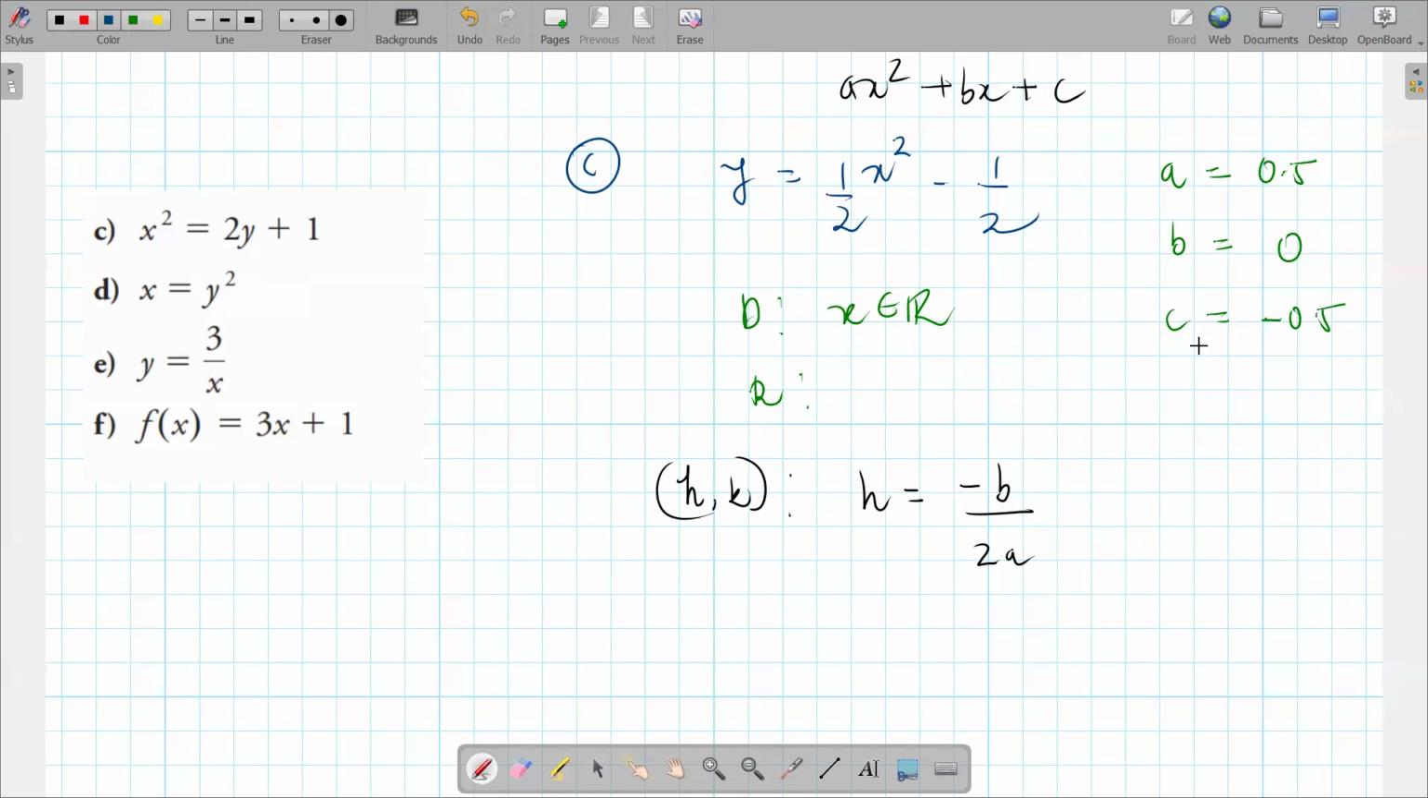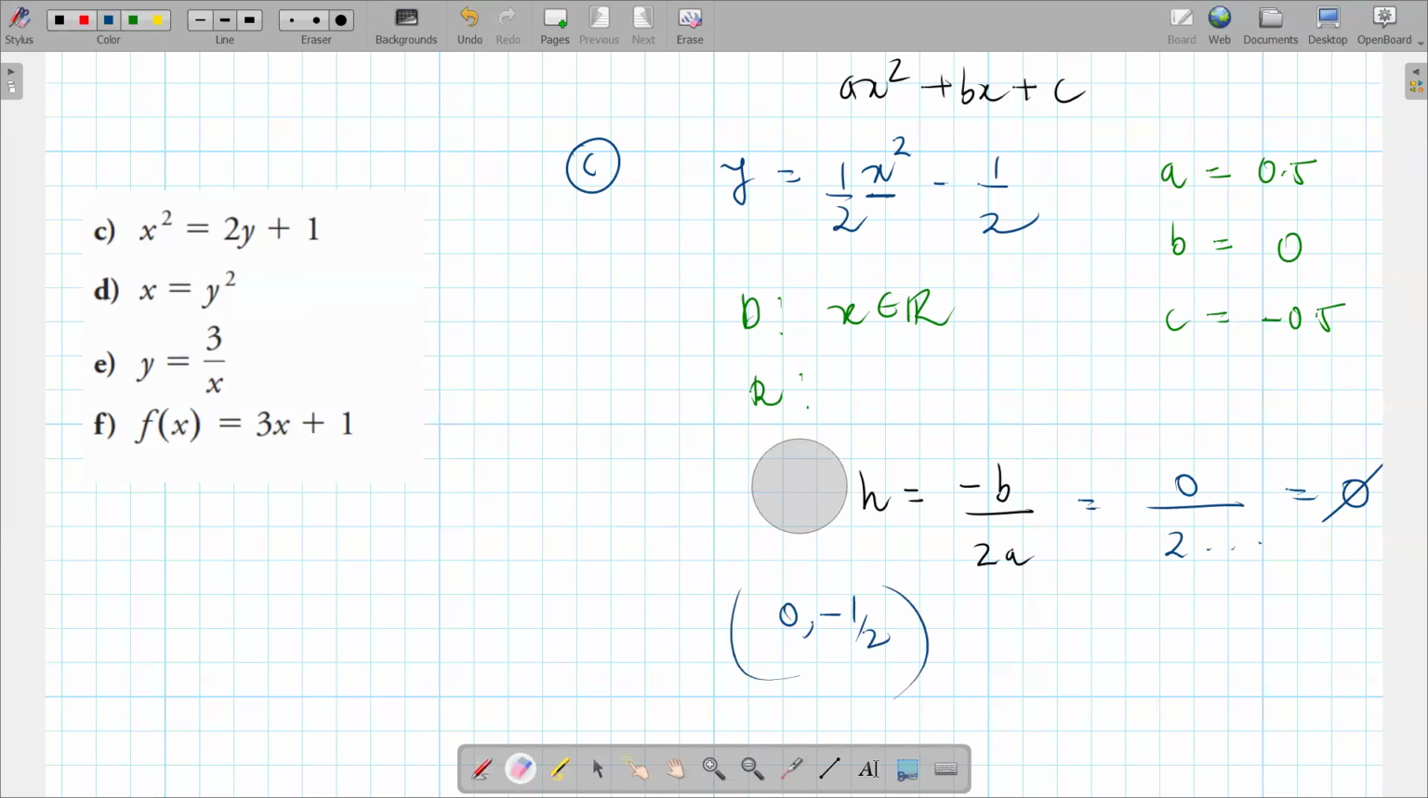So when you go to find h, you'll see that you're doing 0 over something. You get an x value of 0. So your vertex is at an x value of 0. When the x value is 0, what's the y value? Negative 1/2. So we found the vertex. The vertex is at 0 and negative 1/2.